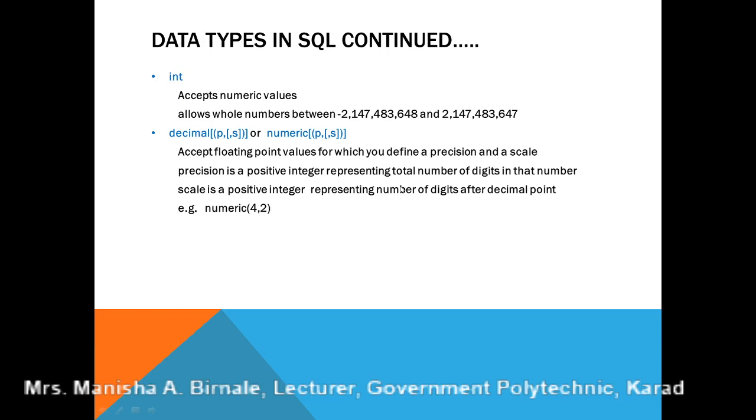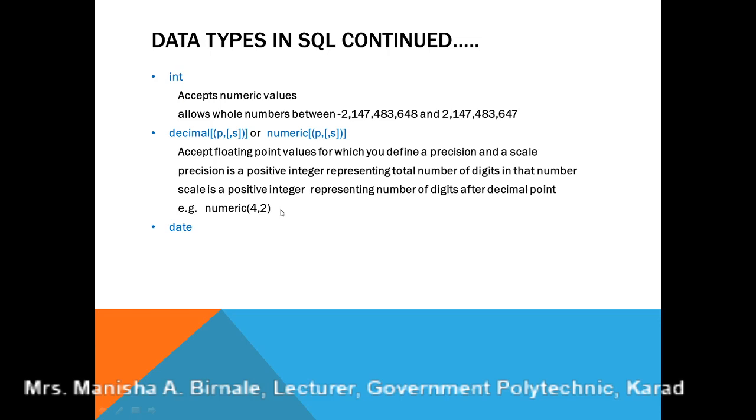Example: numeric 4 comma 2. The total number of digits in that number will be 4. It will be digits before the decimal point plus digits after the decimal point, and 2 means digits after the decimal point.